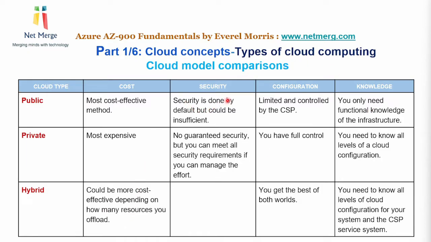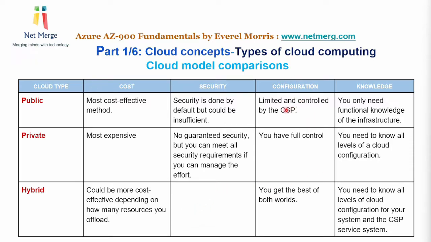Security. This is done for you by default if you're using a cloud service provider. If you're on premises, you're 100% responsible for your security. In a hybrid cloud, again, it depends on how much you lean to the left or right, but you have to have two skill sets to maintain. You would need your on-premises skill set, and then you would use a cloud service provider. So the security depends on how much you're leaning to the left or the right.